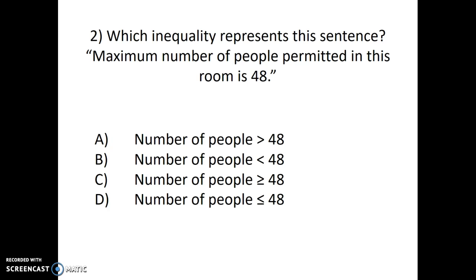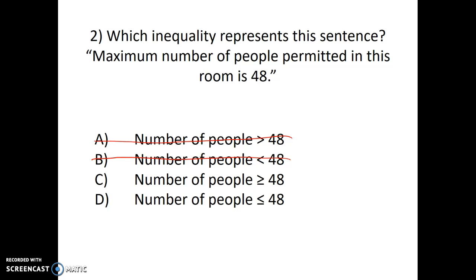Which inequality represents this sentence? Maximum number of people permitted in this room is 48. So again, I ask myself, can there be 48 people in this room? Yes, there can. So that's going to eliminate A and B because those are saying the number of people has to be 49, 50, 51, 52, or 47, 46, 45, and so on, but not 48. Okay, so we've eliminated that and we've narrowed it down to C and D.